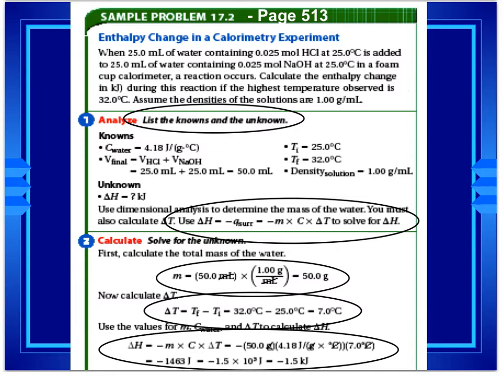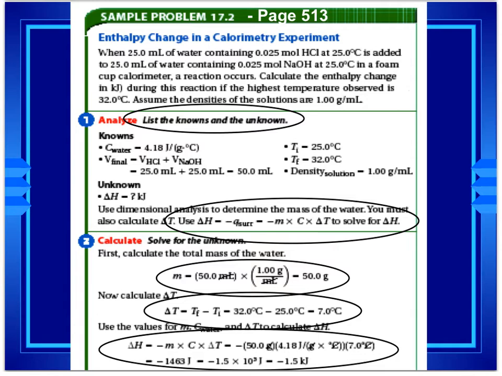So remember, we're going to be using our equation, Q equals MC delta T. So we go ahead and put our knowns in. We know that water has a specific heat capacity of 4.18 joules divided by grams times Celsius. We look at the total volume, and so we've got 25 plus 25, so that's giving us 50. Here's our initial temperature, 25. Here's our final temperature of 32. And so the unknown that we're looking for is that delta H value, and we're looking for that in kilojoules.